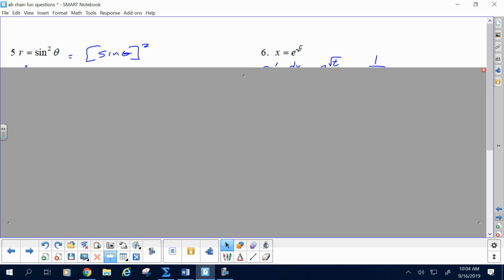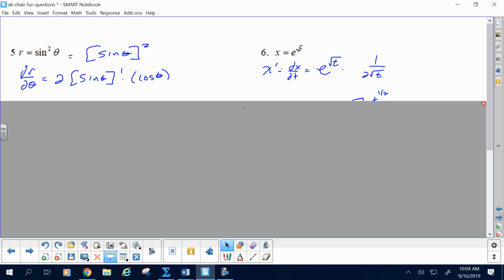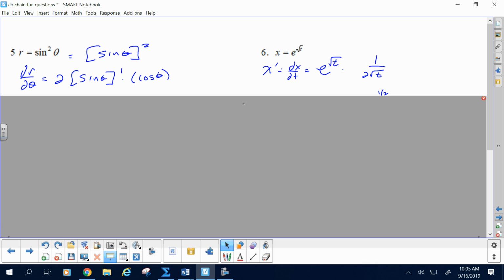Okay. The next one also is a rewrite step. It definitely helps if you rewrite that as sine all squared. Then the derivative of the outside is 2 comes down, drop it to the first, and then the inside stays the same as sine, but then times the derivative of the inside, which is cosine. Okay?